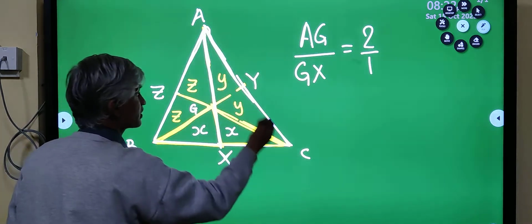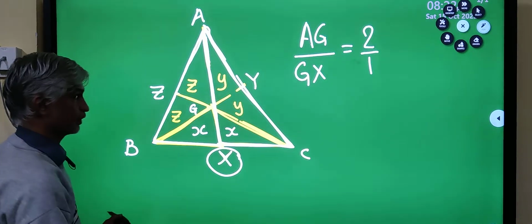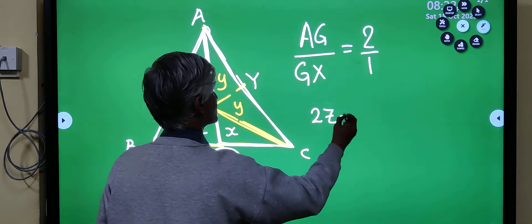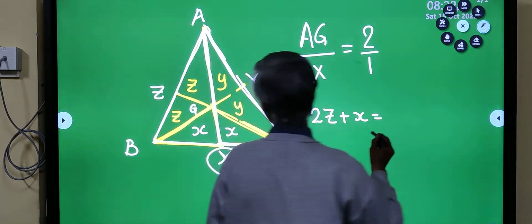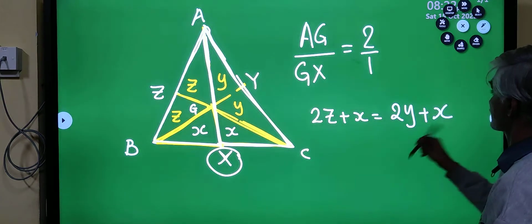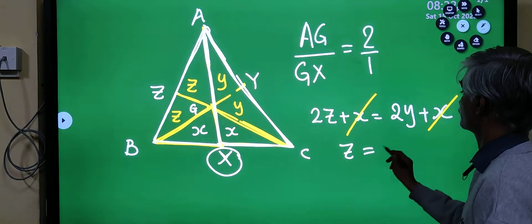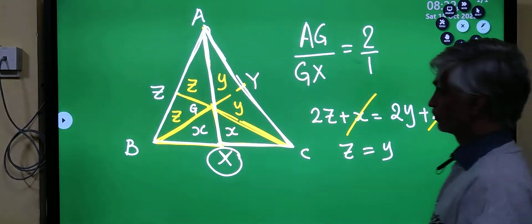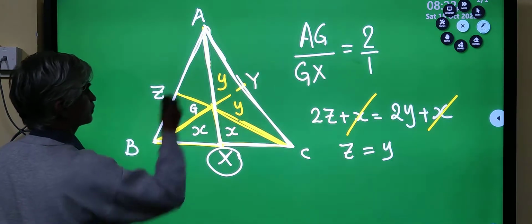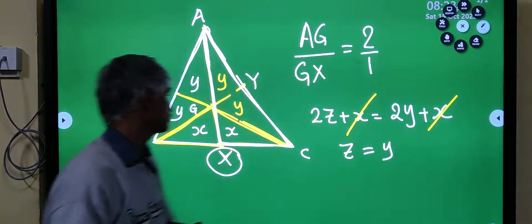And now as a final step, what you have to notice is that this triangle and this triangle have the same area because x is the midpoint, and that would mean that 2z plus x is equal to 2y plus x, and that would mean that z is equal to y. So we can now change this to y and y because z is equal to y.